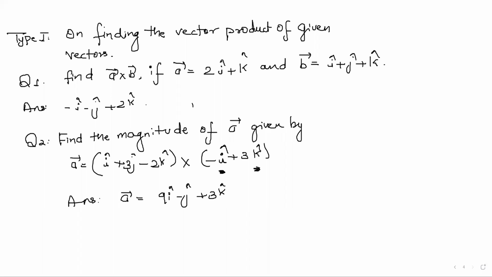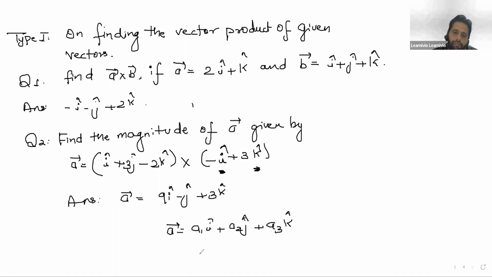What's the formula for magnitude? Okay. Always remember it like this. Suppose you have a vector A which is A1 i cap, A2 j cap, A3 k cap. If you have to find the magnitude of the vector, then find it like this: under root A1 square plus A2 square plus A3 square. Okay, please try this.